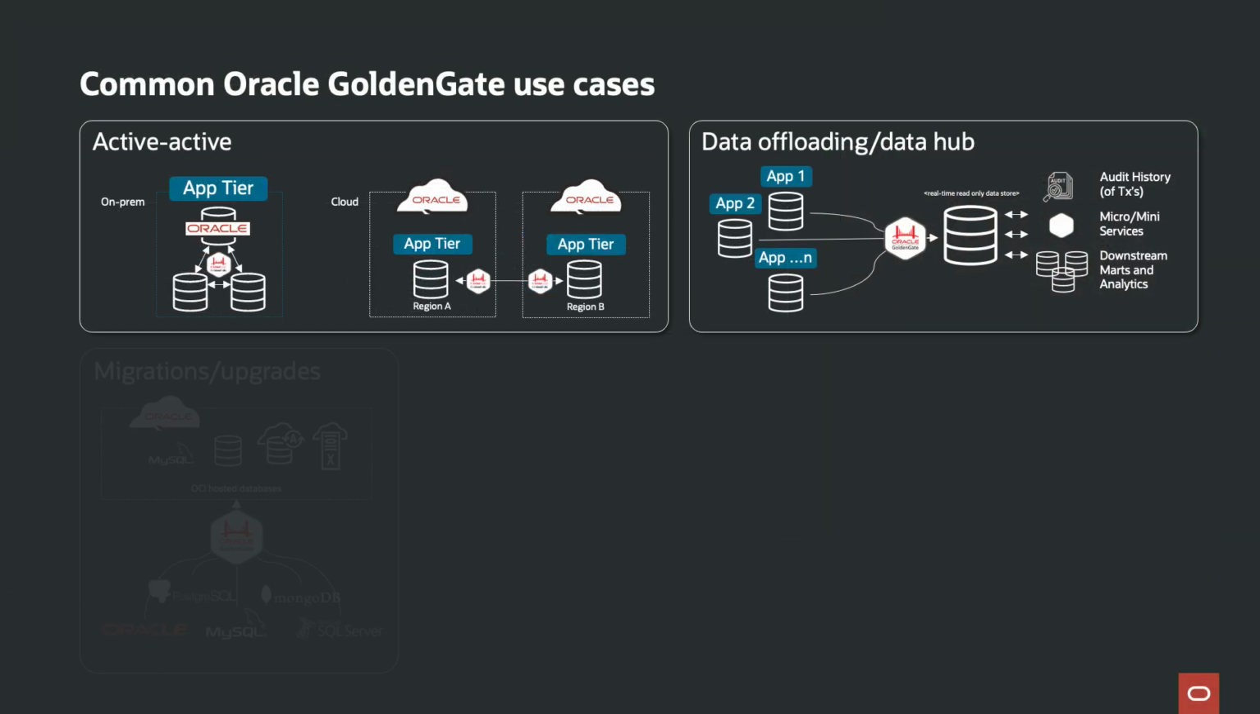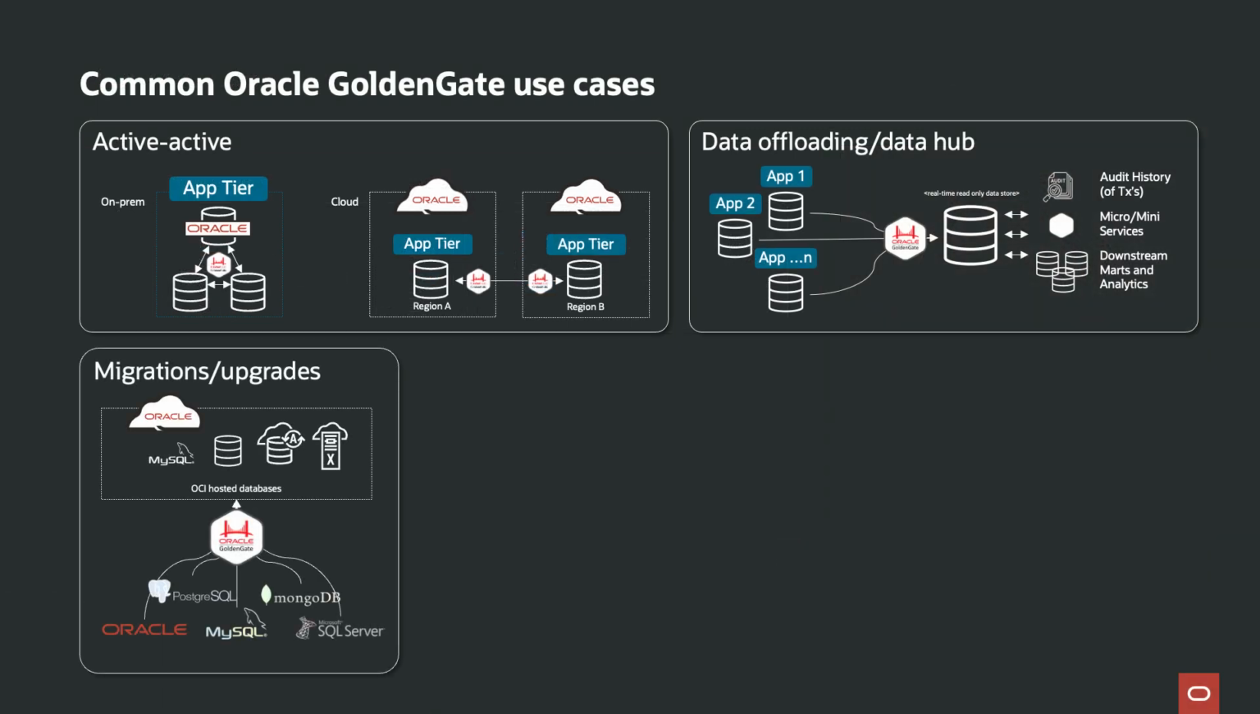GoldenGate can also be used for upgrades and migrations. This is one of the common use cases that a lot of customers will get into as their first foray into GoldenGate. Using GoldenGate to migrate from on-premise into OCI or into cloud environments is a key benefit. Not only can we do this without taking any downtime, but we also give customers the ability to fail back in case something should go wrong. We can also do heterogeneous migrations, so you can migrate from non-Oracle environments to Oracle and the cloud as needed. And we can also do version upgrades too.